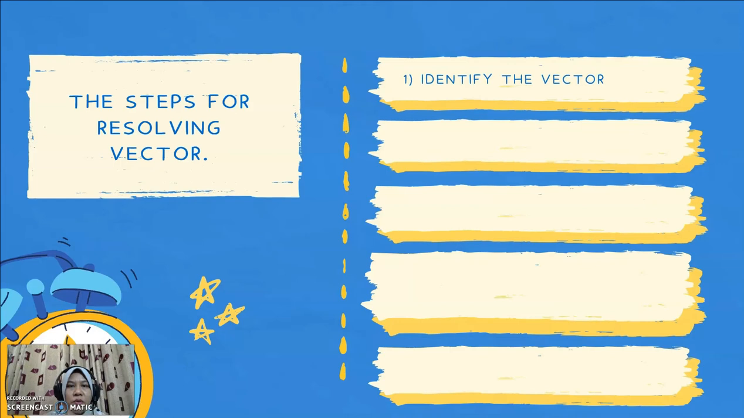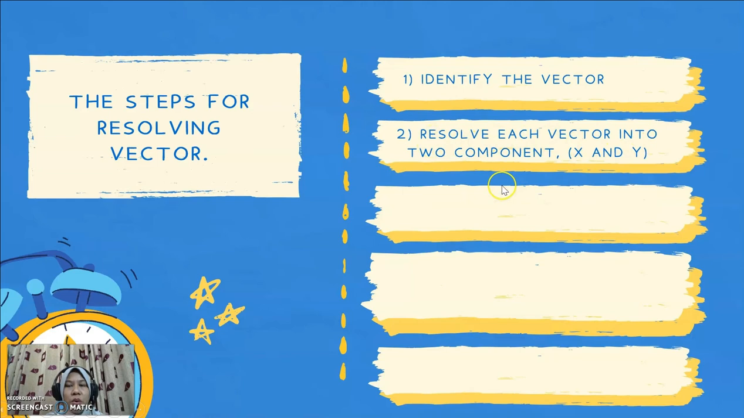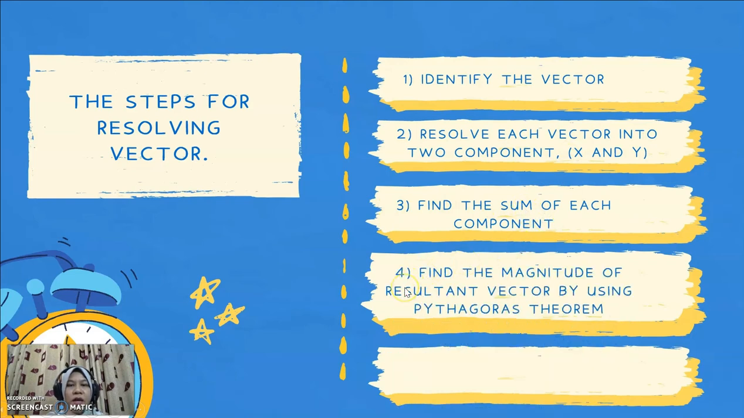So what are the steps for resolving vectors? First, we must identify the vector, and then we resolve each vector into two components, which are component X and component Y. Then find the sum of each component and find the magnitude of the resultant vector by using the Pythagoras theorem. And fifth, find the direction of the resultant vector by using tangent theta.